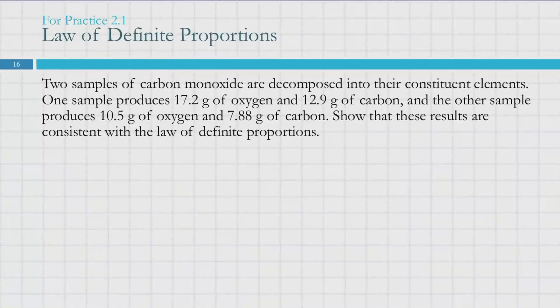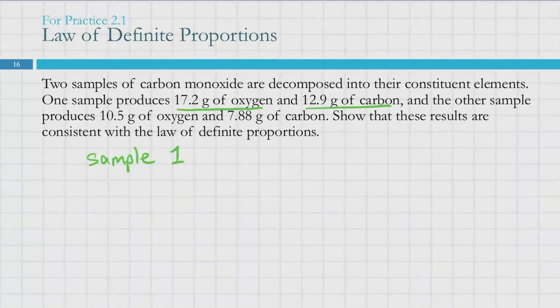So we need to come up with some ratios. We need a ratio for our first sample. So sample 1, we've got 17.2 grams of oxygen, 12.9 grams of carbon. It doesn't matter which one we divide by which one. If we divide with the bigger one on top and the smaller one on bottom, that'll give us a number that's bigger than 1. If you do it the other way, you'll get a number that's smaller than 1. It doesn't matter as long as we're doing the same thing for both of them.